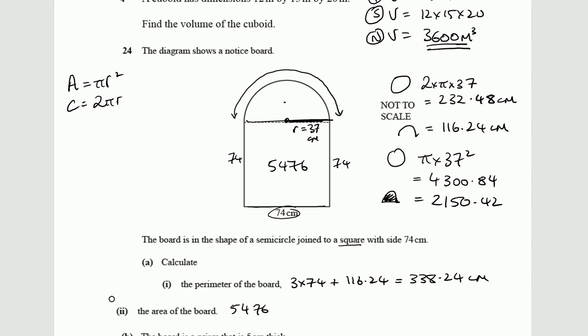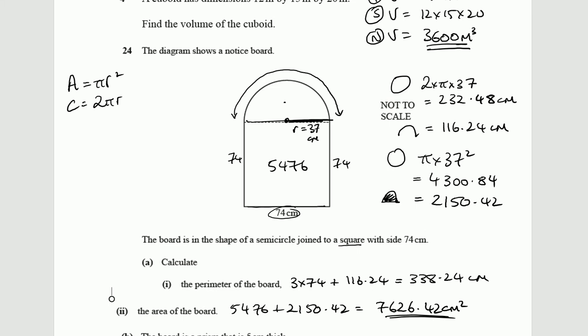Adding these two areas together gives me 5,476 for the square, plus 2,150.42 for the semicircle, and off we go to the calculator once again. It's going to be a grand total of 7,626.42 centimeters squared.